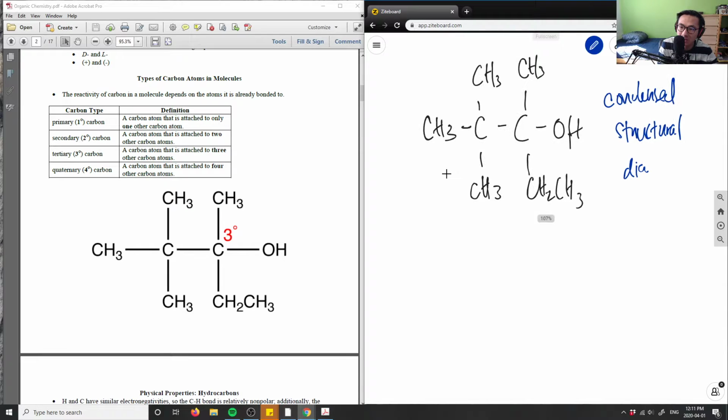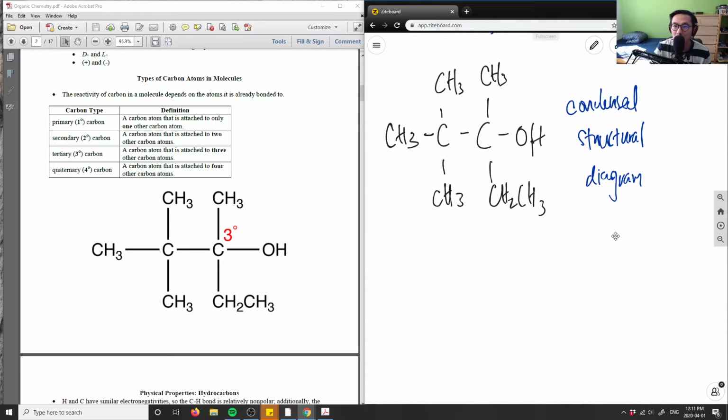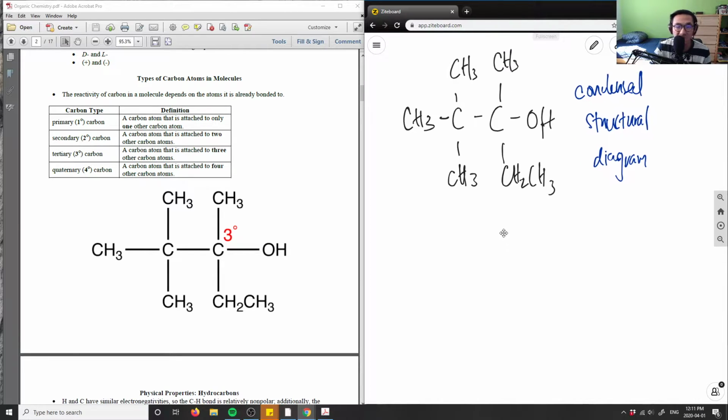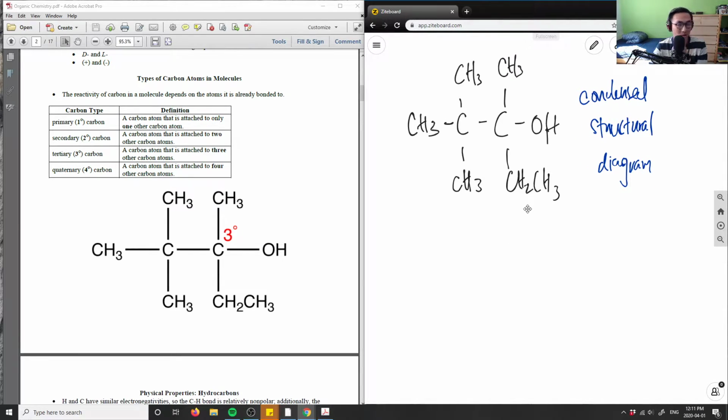In a condensed structural diagram, we don't draw the bonds for the hydrogens, but we just say CH3 or something like that, so we know it's this carbon bonded to 3 hydrogens. So in this case, how do we figure out which one's a primary, secondary, tertiary, or quaternary carbon? Let's start with primary. Primary is defined as one carbon atom that's attached to only one other carbon atom.